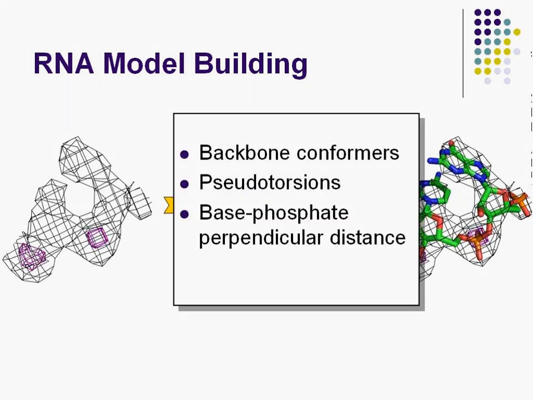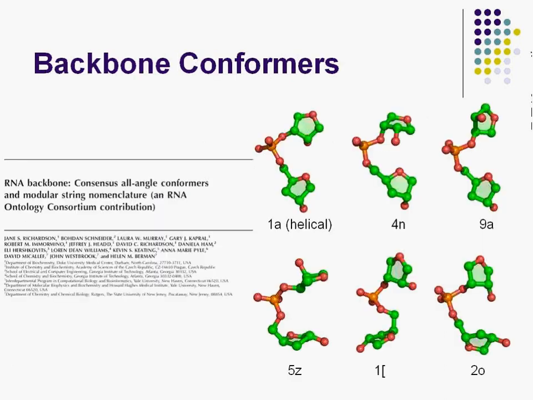The reason this works is that there are three different means of analyzing RNA structure. One is the backbone conformers, and the others are the pseudotorsions and the base-phosphate perpendicular distance. I wanted to give a brief introduction of what these three things are, since they're key to the way that the plugin works.